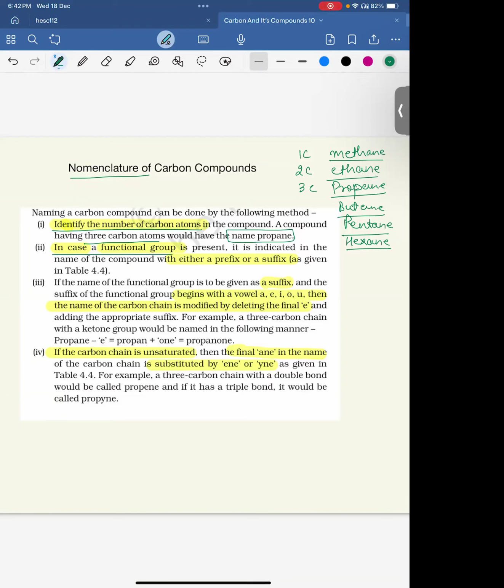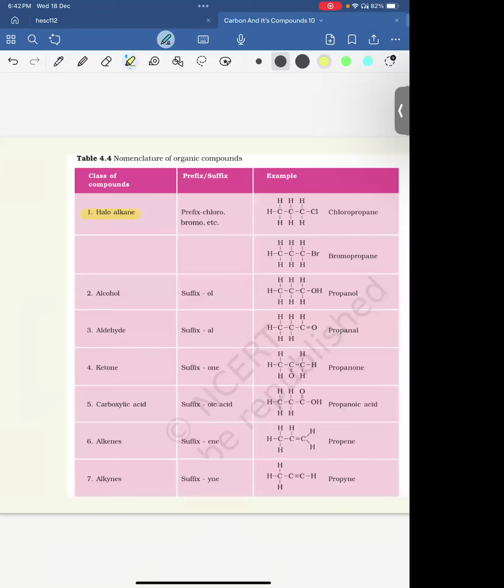For example, you'll remember this: for haloalkanes, that is for chlorine, bromine, fluorine, iodine, we'll add a prefix. For example, we had this whole propane, but we replace this hydrogen with chlorine. The rest we have three carbons, therefore we'll say this is propane. But we have chlorine also, so we'll add a prefix for chlorine: it is chloropropane.